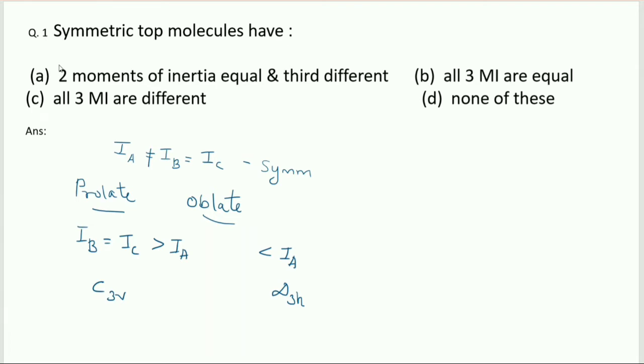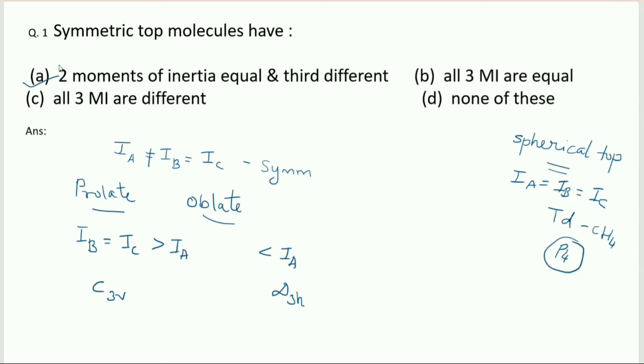So the first option is the right one: two moments of inertia equal and third different. And the second option is all moments of inertia are equal. If all moments of inertia are equal, then it is called a spherical top molecule. Spherical top means IA equals IB equals IC. For example, the tetrahedral molecule CH4. Then P4 is also an example of a spherical top molecule.